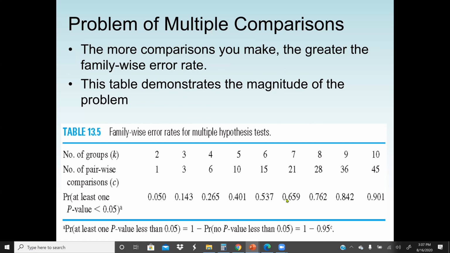You can see that now it's high. But previously, when it was 3 groups, it was 0.14 something. Now we are looking at 0.2 something, 0.238 something. So that's the problem of multiple comparison. The more comparisons you make, the higher the probability of rejecting H0 is.